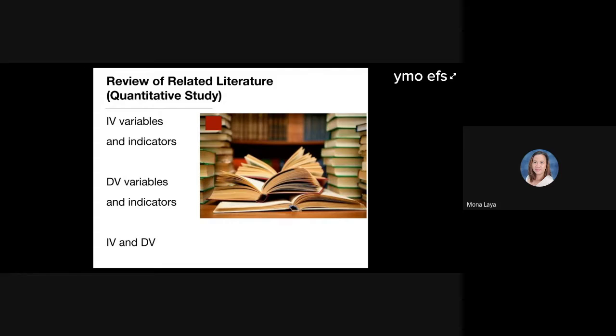For a quantitative study, this would be the flow of your topics in the review of literature, the flow in the discussion. So you have the topics, you start with the IV, then the variables and the IV variables and indicators. That is your first. Followed by the DV variables and indicators, and then the IV and the DV.